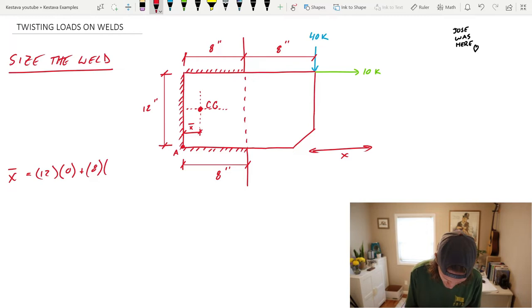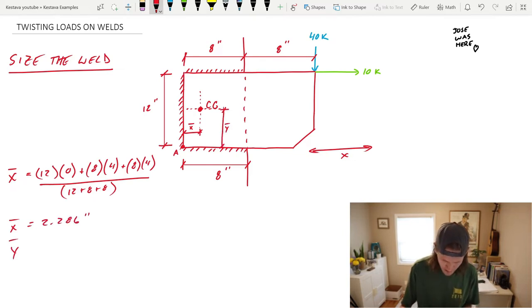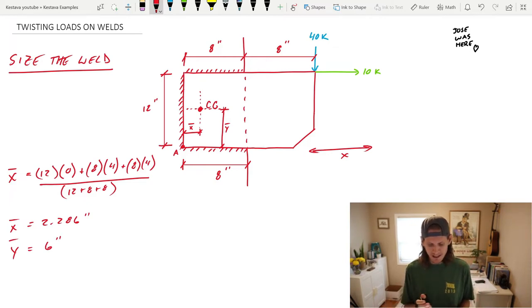The distance on the X axis to point A is 8 divided by 2, which is 4, and we have two of those. The bottom one is 8 as well, and the distance is still 4. Divide all of that by the total area of your weld, which is 8 plus 8 plus 12. X bar equals 2.286 inches. Y bar is easy because it's symmetric in that direction, so it's just half of 12, which is 6 inches. So the center of gravity is 2.286 inches from point A on the X axis and 6 inches up on the Y axis.